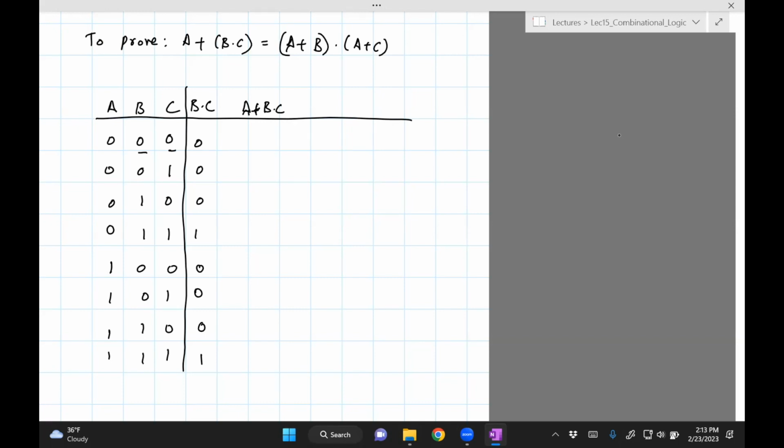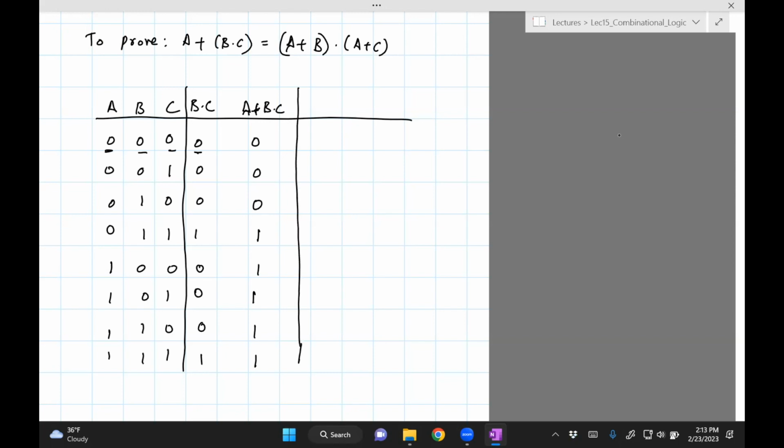Okay, so all we do is add A to this column. So 0 plus 0 is 0, 0 plus 0 is 0, 0 plus 0 is 0, 0 plus 1 is 1, 1 plus 0 is 1, 1 plus 0 is 1, 1, 1. Okay, so that basically gives us one of the expressions.